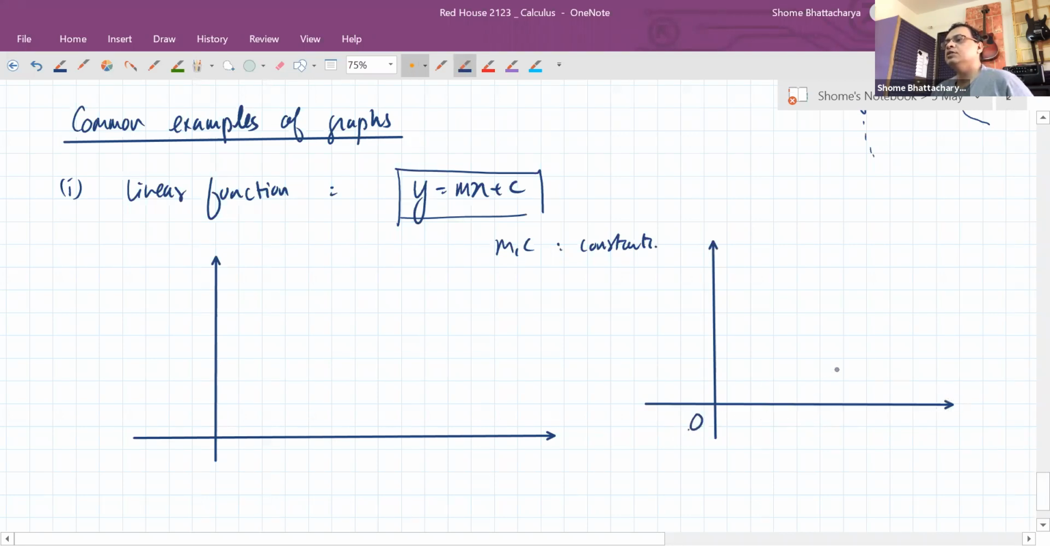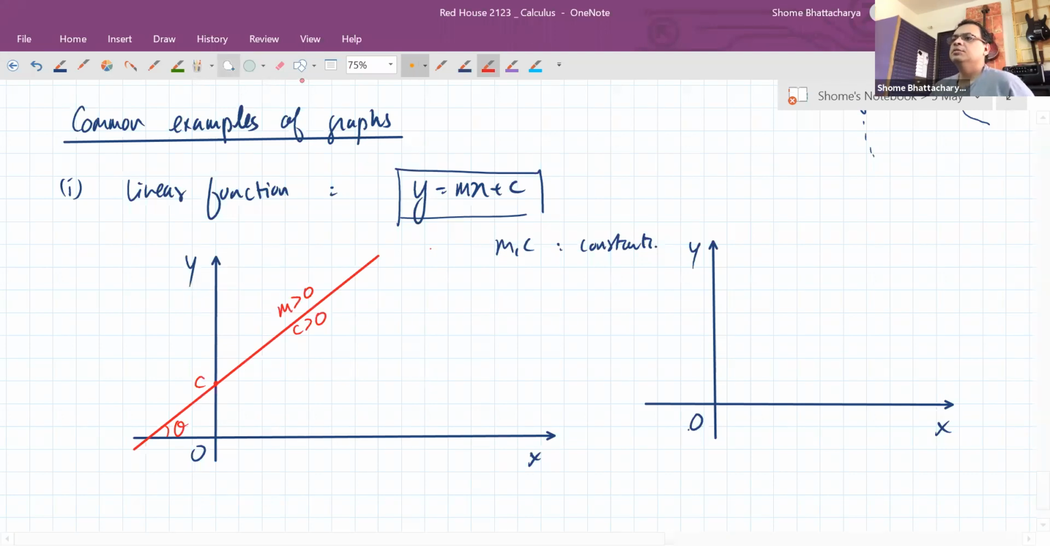So I'll just draw some examples. For example, if we have a straight line that looks like this. So this is an example where the y-intercept is positive, okay, and the slope is positive. So this will be one where m is greater than 0 and c is also greater than 0. Okay. Similarly, if I have a graph like this one, now you can see here that the y-intercept is positive, but this angle is an obtuse angle, or the slope is negative, because as x is increasing, the value of y is decreasing.